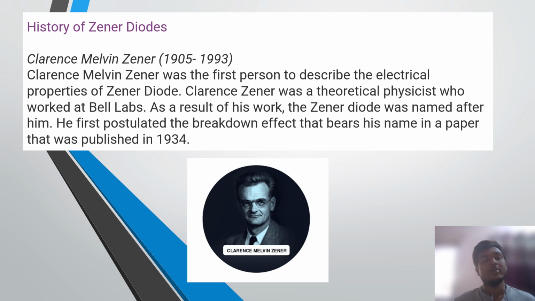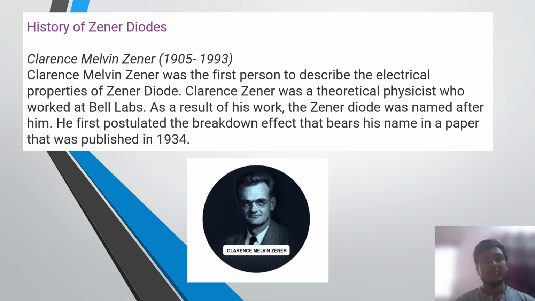History of the zener diode. Clarence Melvin Zener, in 1934, was the first person to describe the electrical properties of the zener diode. Clarence Zener was a theoretical physicist who worked at Bell Lab. As a result of his work, the zener diode was named after him. He first postulated the breakdown effect that bears his name in a paper that was published in 1934.